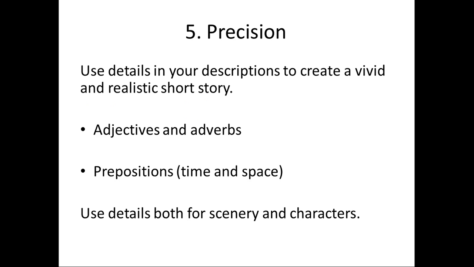Number 5 on the list of literary devices is precision. Use details in your descriptions to create a vivid and realistic short story. Use adjectives and adverbs to describe what things and actions look like. Use prepositions to describe time and space. When is this? Before or after? Where is it? In front or behind?